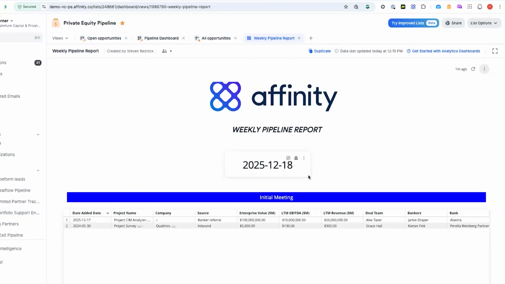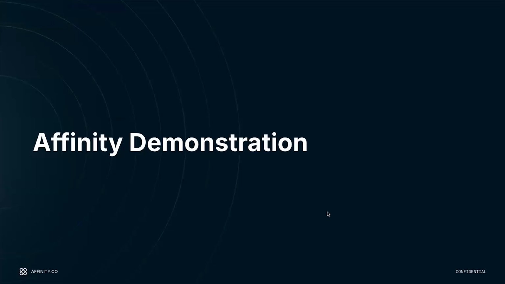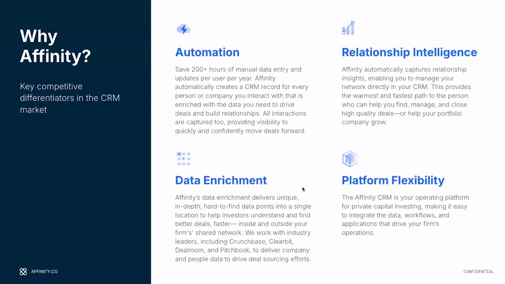So what you've seen today is how firms are using Affinity to replace fragmented systems, right? Like we talked about earlier. They're replacing them with that single source of truth that actually works the way private capital teams work. And if your goal is to move faster, make better decisions, and spend more time building relationships instead of managing data, Affinity was absolutely built for you. Here again are those 4 key differentiators that we touched upon, in case you want to grab a screenshot, but I know that we have some takeaways in the webinar form.